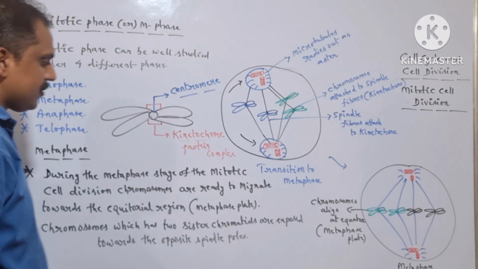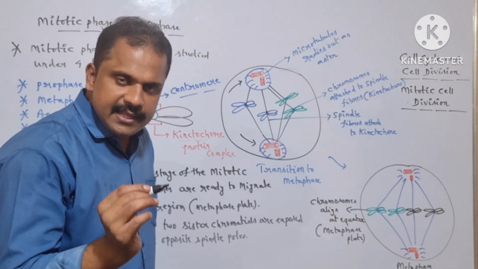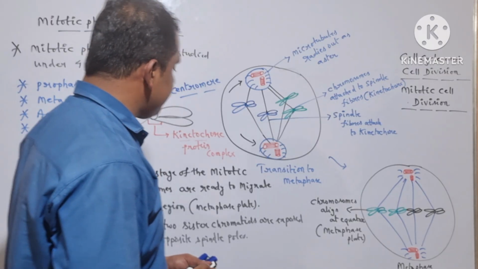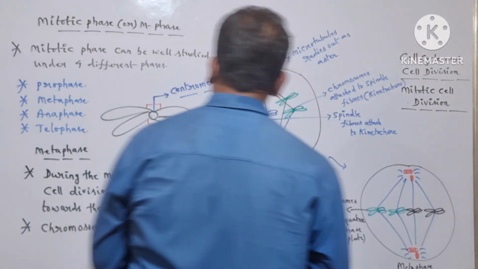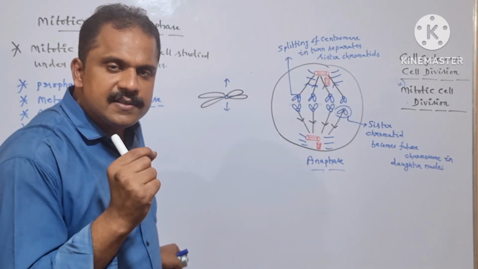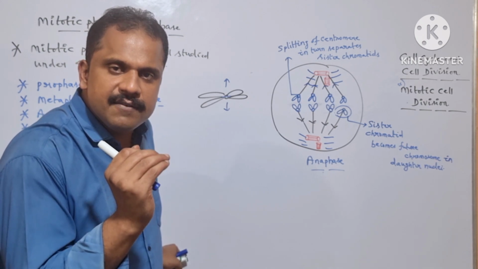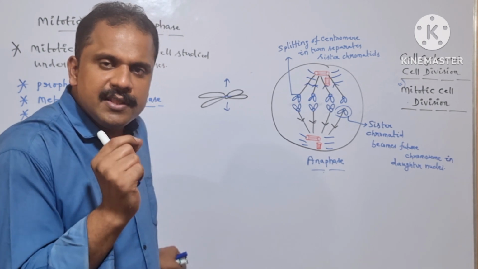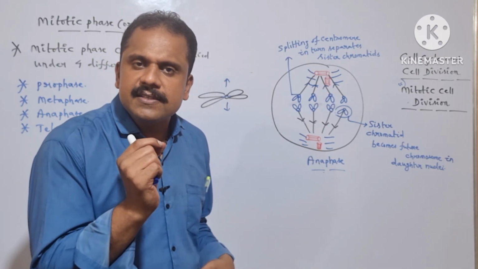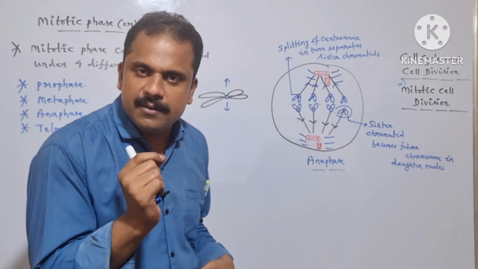Is it clear? So this is regarding the metaphase stage of the mitotic cell division in detail, and then after, we will be studying the anaphase stage. So when the mitotic cell division successfully progresses from the metaphase stage to the anaphase stage, during the anaphase stage, splitting of the centromere takes place. Because of the splitting of the centromere, the sister chromatids are ready to migrate towards the opposite spindle pole. Is it clear?